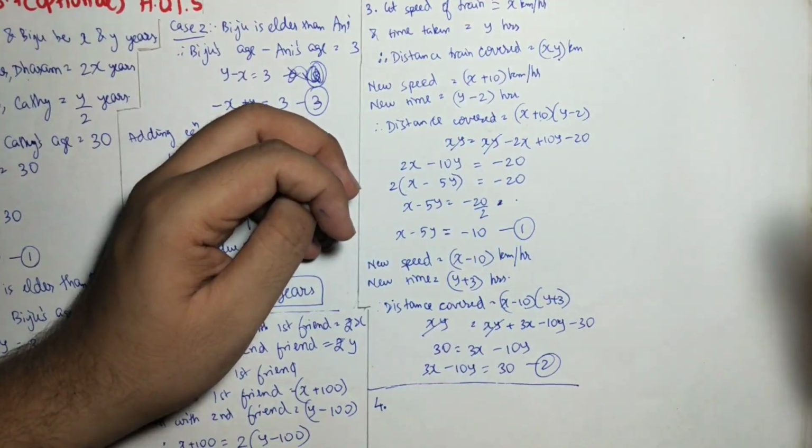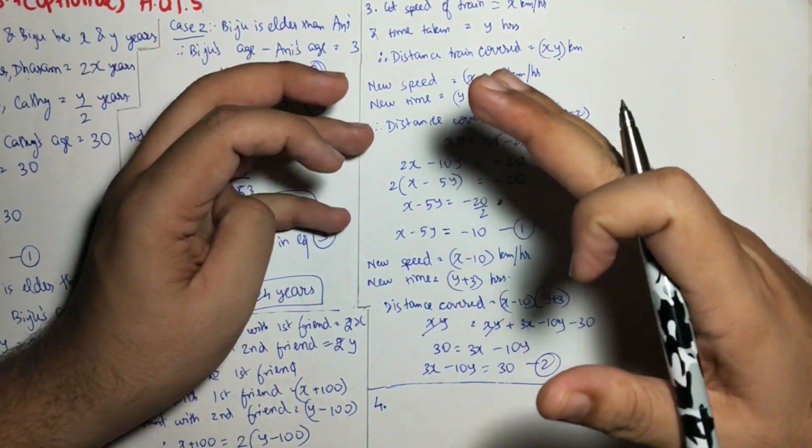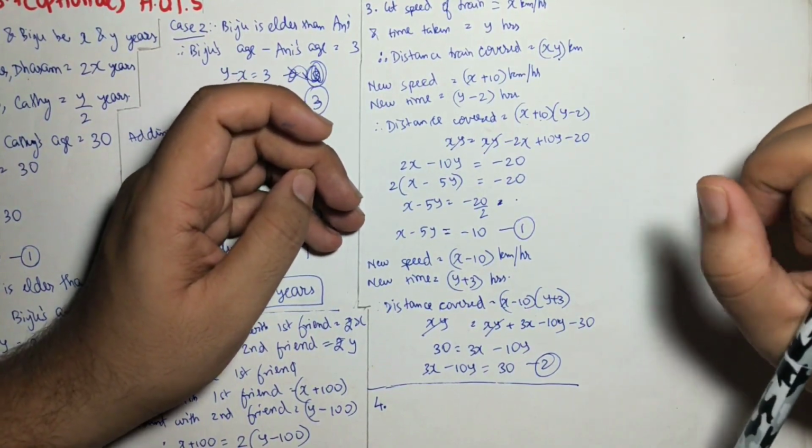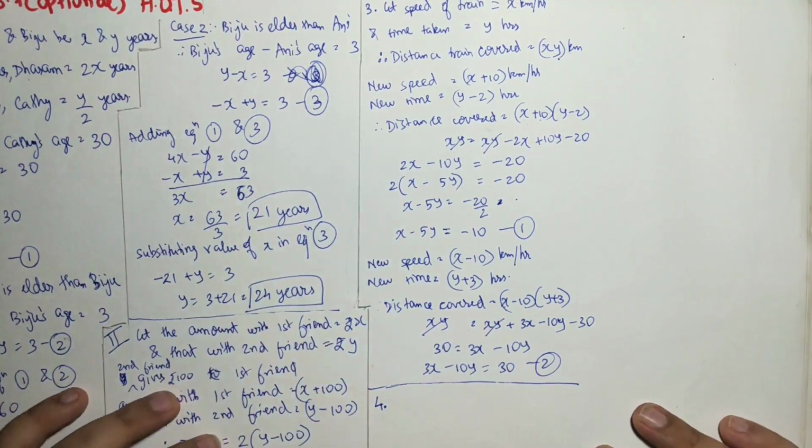If I get to know the number of students in each row and the number of rows, I will multiply those and I'll get the total number of students in the class. So let us start with that manner only.